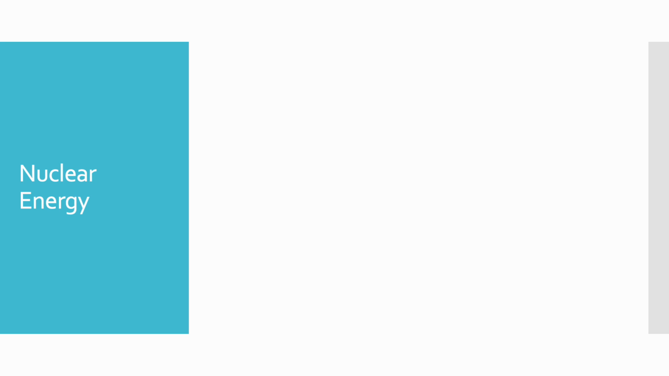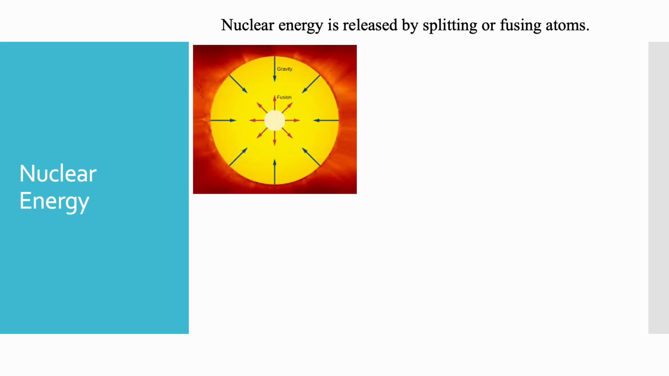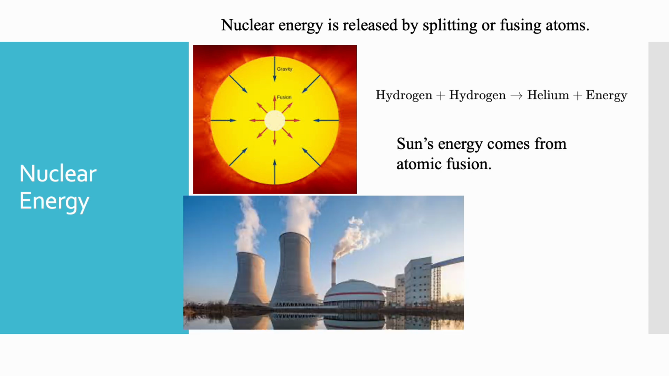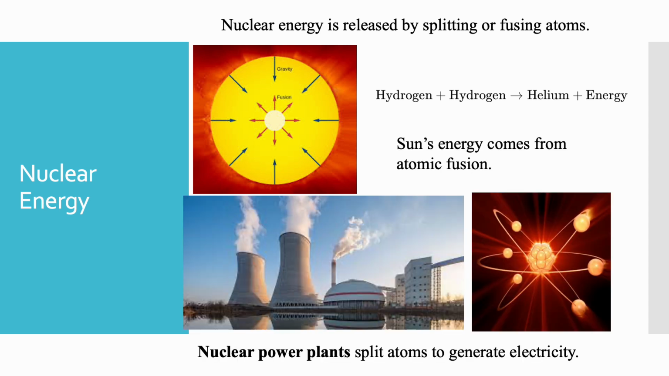Nuclear energy is released when the nucleus of an atom splits, fission, or when two nuclei combine, fusion. Nuclear fission is used in power plants to generate electricity. The sun's energy comes from nuclear fusion. Although nuclear energy can provide massive amounts of power, it must be handled carefully because it can also be dangerous.